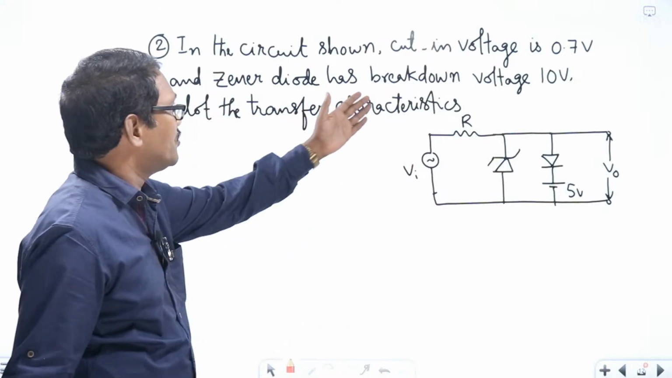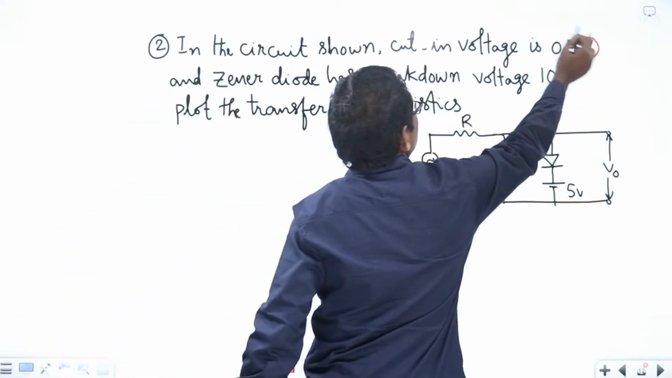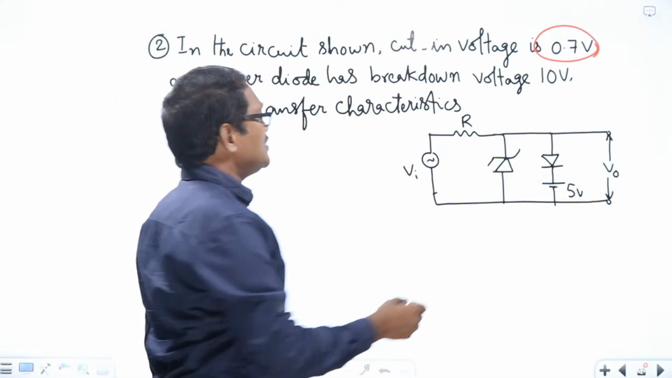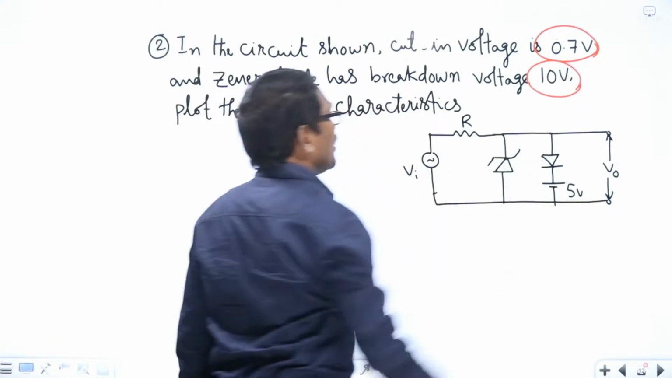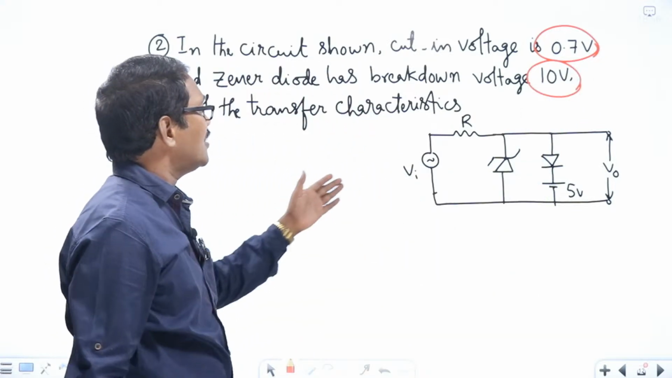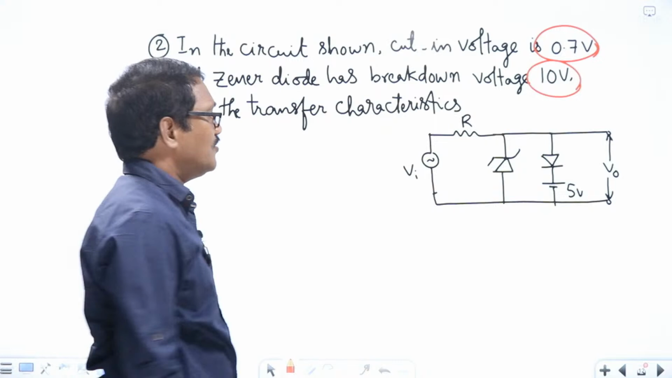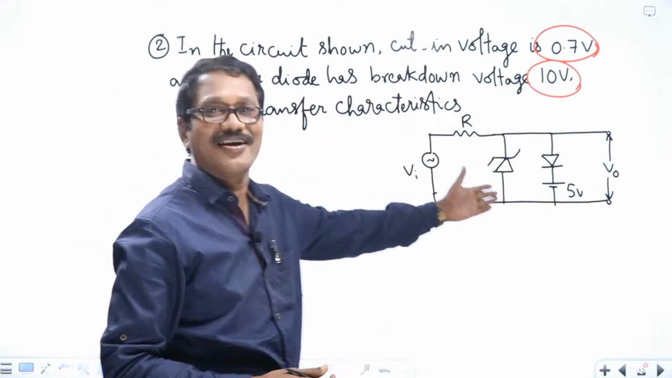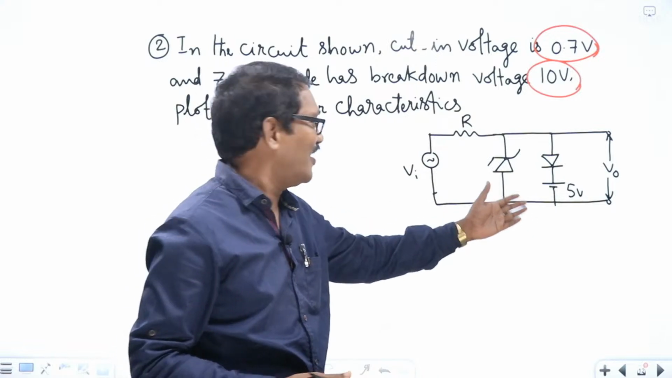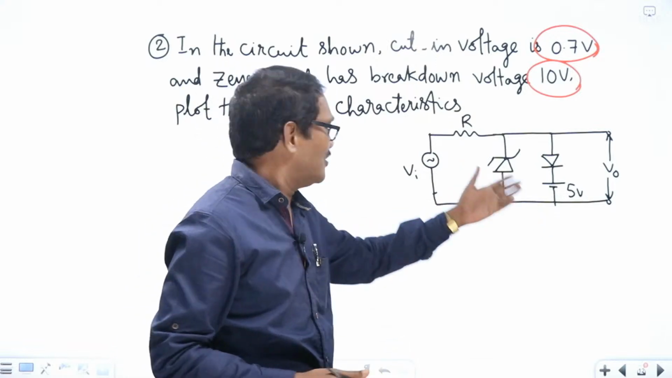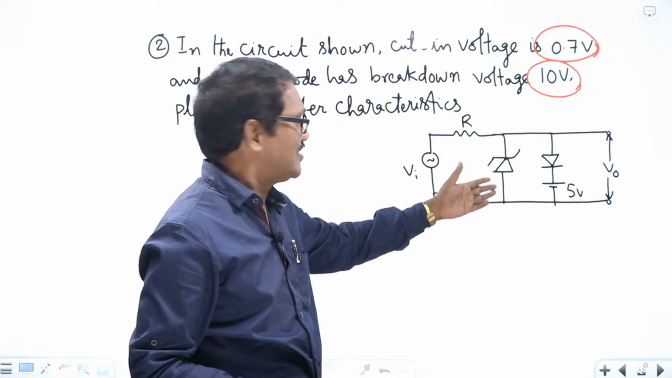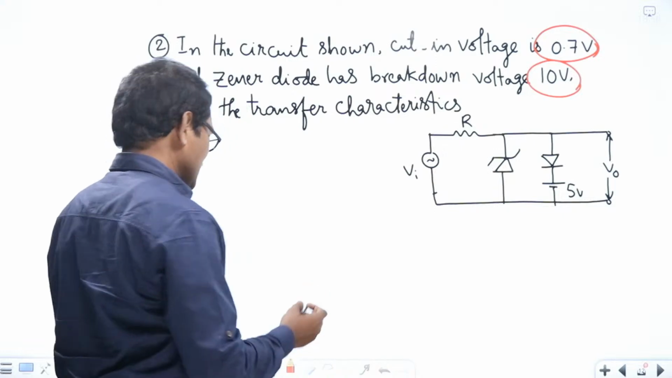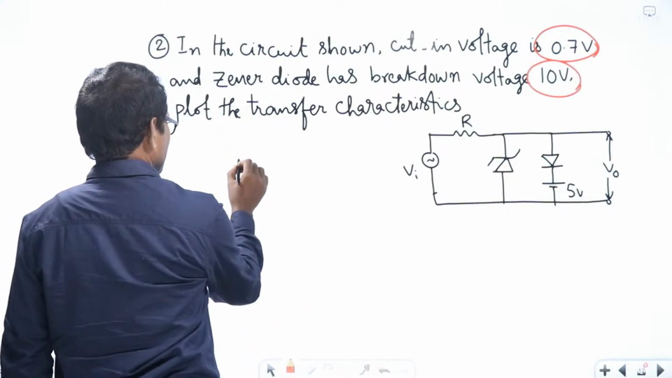In the circuit shown, the cut-in voltage is 0.7 volts, and the Zener diode has breakdown voltage 10 volts. The breakdown occurs at 10 volts. Plot the transfer characteristics. The cut-in voltage of the diode is 0.7 volts as well as the Zener diode. This is a practical diode. So what does it mean? The 0.7 volts must be placed in series with the diode. So the equivalent circuit for this, you can write like this.